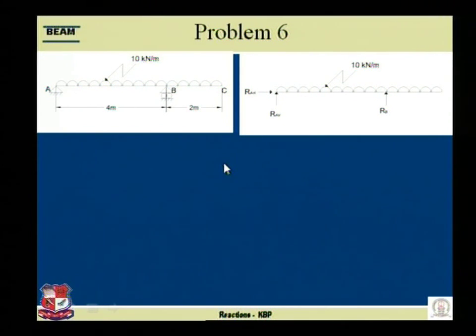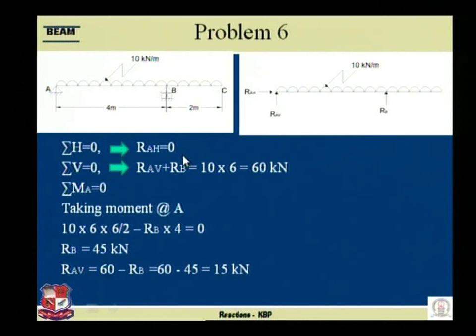Using the first equilibrium equation, sigma H is equal to 0, definitely RAH is equal to 0. Applying the second equation, sigma V is equal to 0, RAV plus RB is equal to total downward load, 10 into length of beam, 4 plus 2, 6, 60 kilonewton. Next, taking sigma MA is equal to 0. Sigma MA means moment of all the forces acting at this junction is 0. In that case, RAH into 0 it is 0, RAV into 0 it is 0.